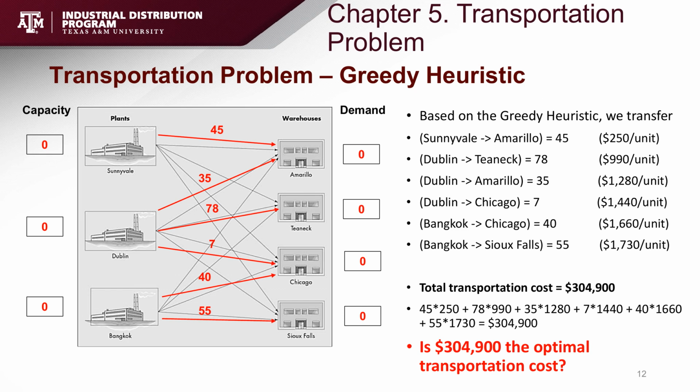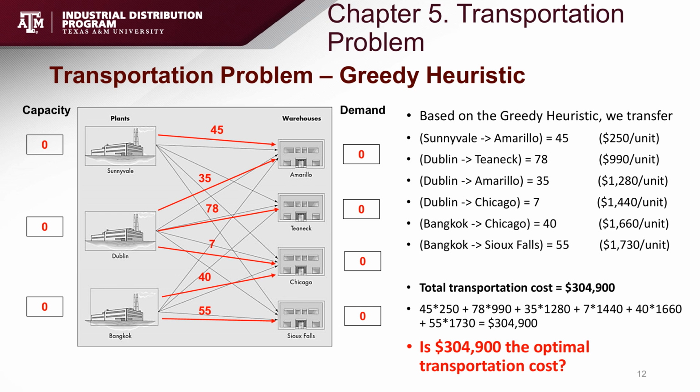Okay, let's tally it up. The greedy heuristic gave us 6 shipments. Sunnyvale to Amarillo 45, Dublin to Teaneck 78, Dublin to Amarillo 35, Dublin to Chicago 7, Bangkok to Chicago 40, and Bangkok to Sioux Falls 55. Multiply each quantity by its cost, add them up, and the total comes to $304,900. Now here's the crucial question: is $304,900 actually the optimal cost?